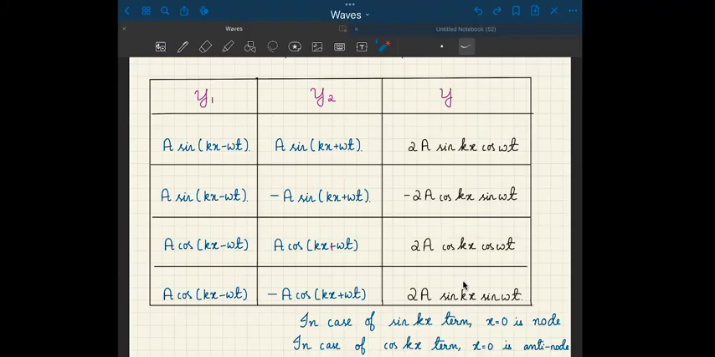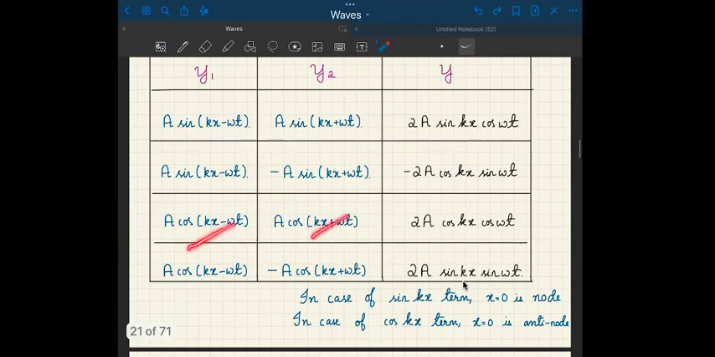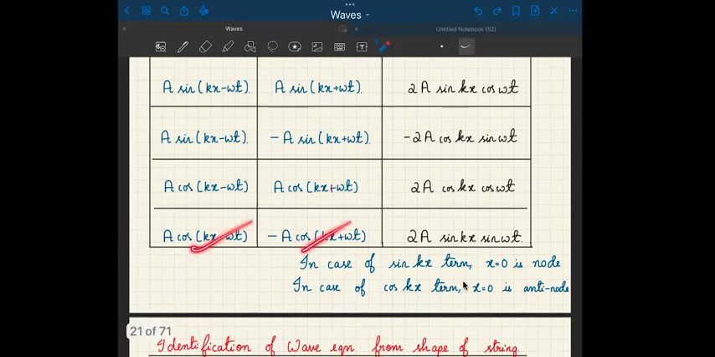Remember, when x is equal to 0 is a node, usually you will get sin kx. When x is equal to 0 is an antinode, you will get usually cos kx. Remember that. That's a fact, actually. Next, when you take these two equations, you will get minus 2A cos kx sin omega t. When you take these two equations, you will get 2A cos kx cos omega t. When you take these two equations, you will get 2A sin kx sin omega t.